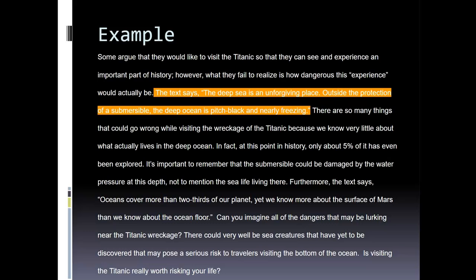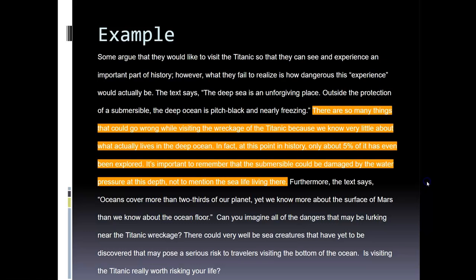So now they are providing an E1. Remember, E1 is our evidence. And this piece of evidence needs to support the idea that visiting the Titanic would be dangerous. They have a good sentence starter. They say the text says. They have quotation marks to show that this came from the passage. And their evidence is the deep sea is an unforgiving place, and outside the protection of a submersible, the deep ocean is pitch black and nearly freezing.